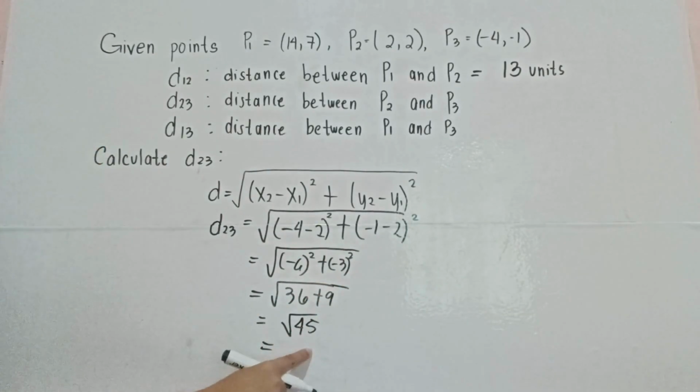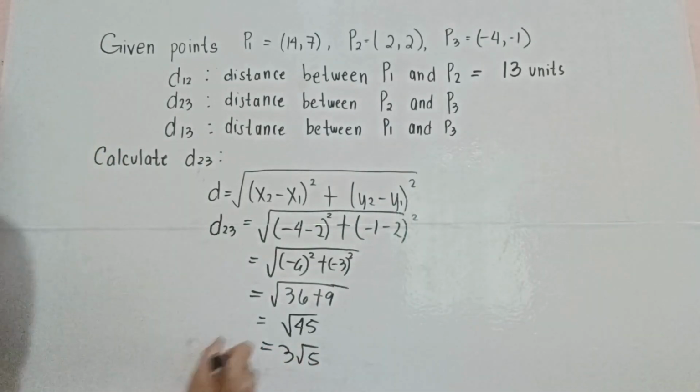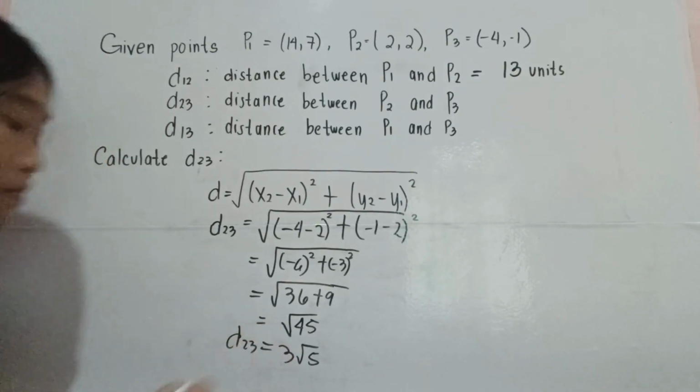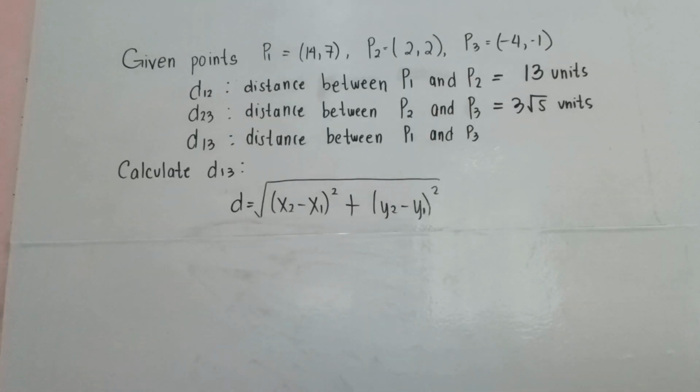Now, the square root of 45 is 3 square root of 5. Here, we see the distance is 3 square root of 5 units. This exact value is important because we will compare it with the other distances to check for collinearity. Finally, we find the distance between point 1 and point 3.